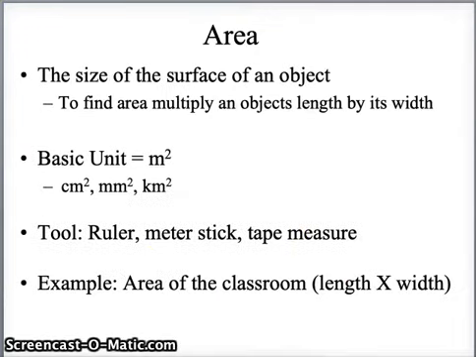All right, area. Area, you might remember this from math too, is the size of the surface of an object. To find that area, you just multiply the object's length by its width.